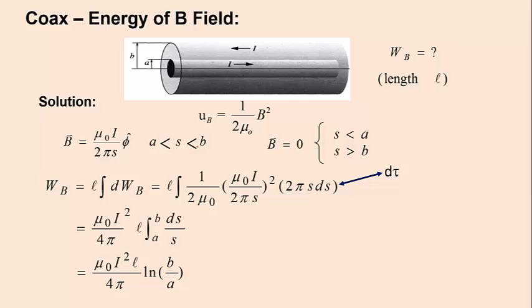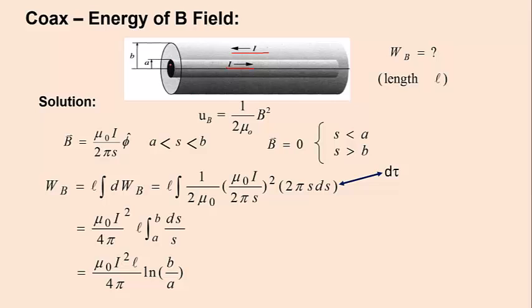Let's take a look at a piece of coax where we have current flowing down the center conductor in this direction, and we have current flowing on the shielding in this direction here, and we want to find the magnetic energy stored in the region between these two conductors, because outside the field is zero.